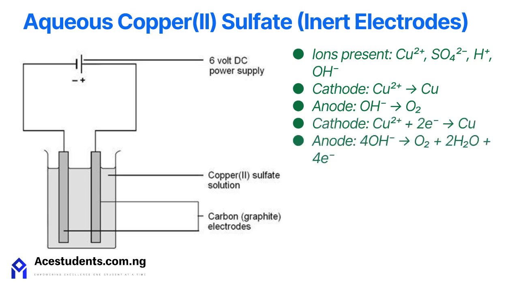At the cathode, copper 2+ plus 2 electrons gives copper metal. At the anode, 4 hydroxide ions give oxygen gas, water, and 4 electrons.